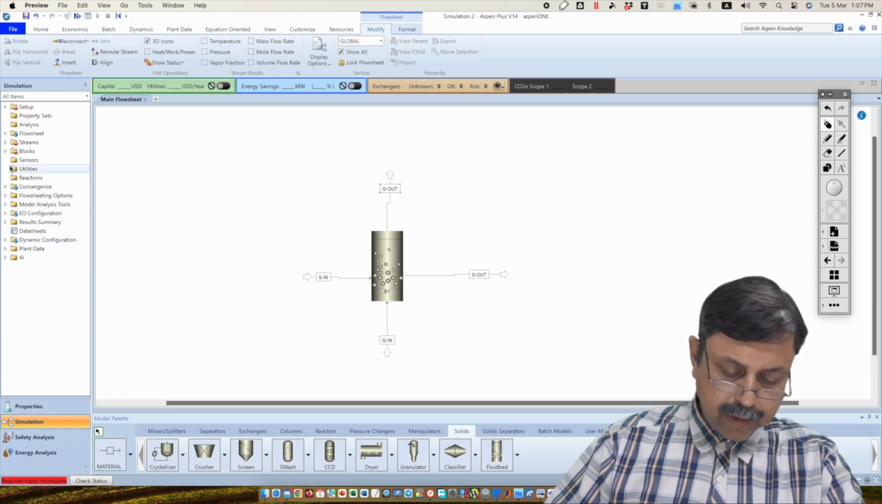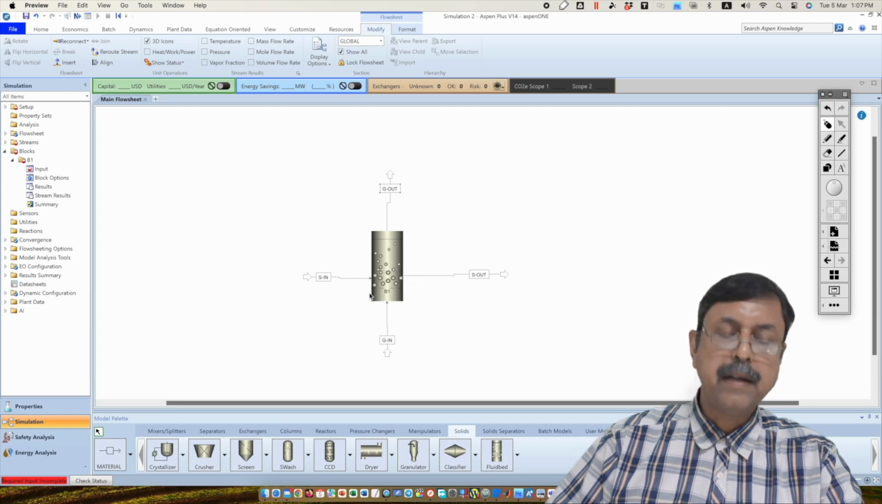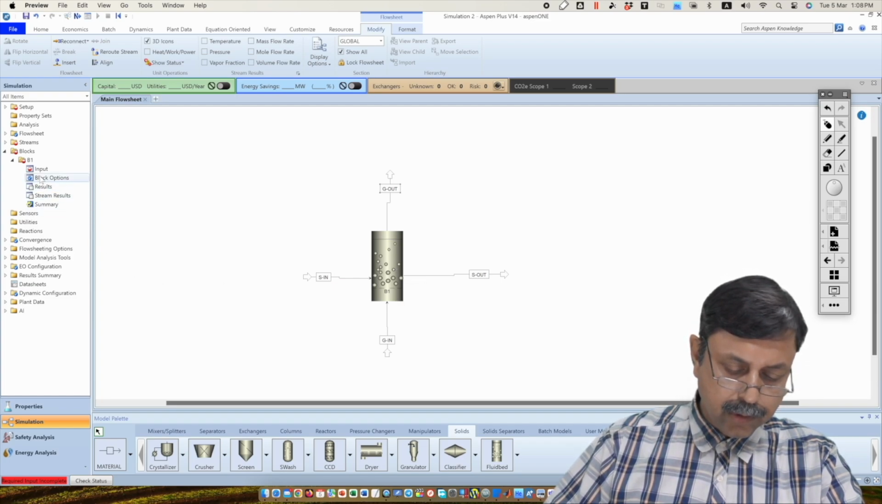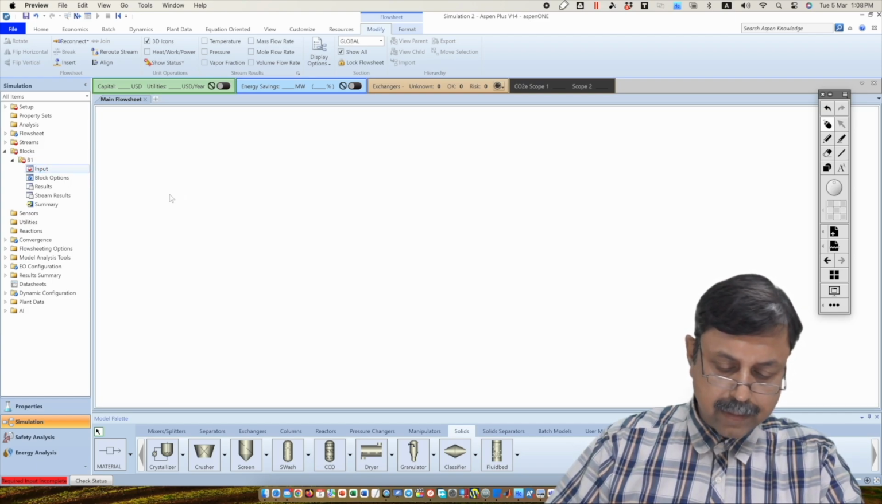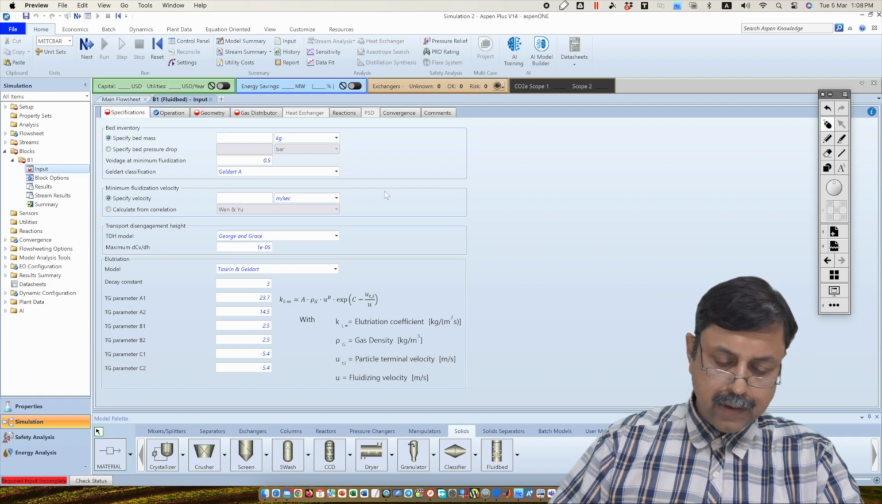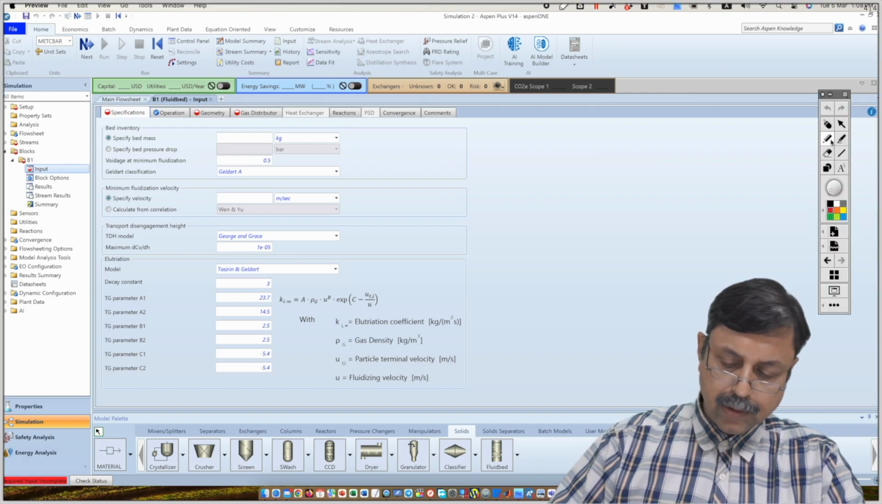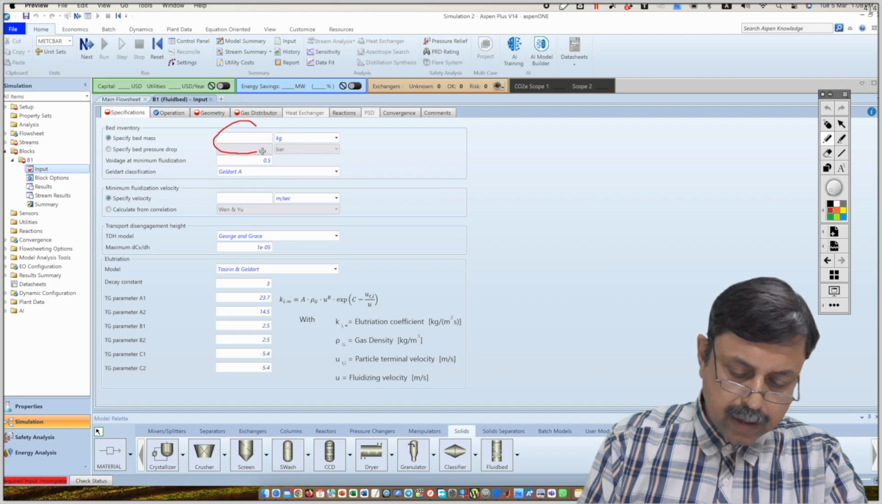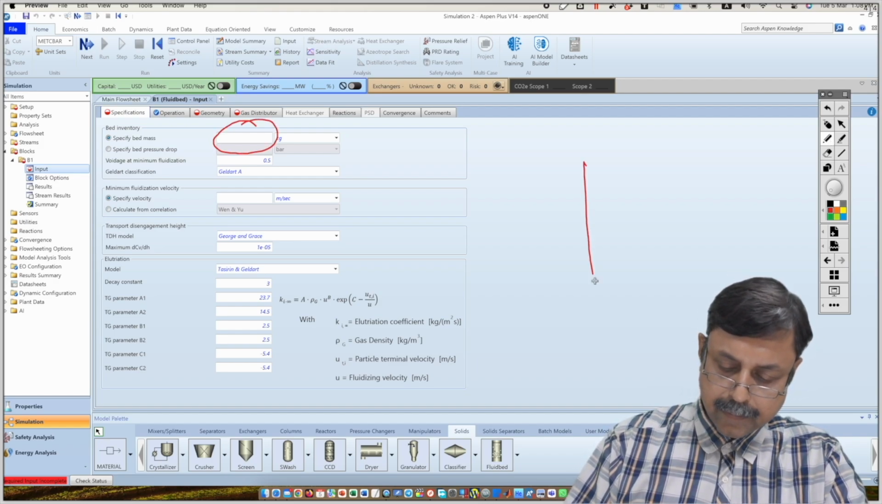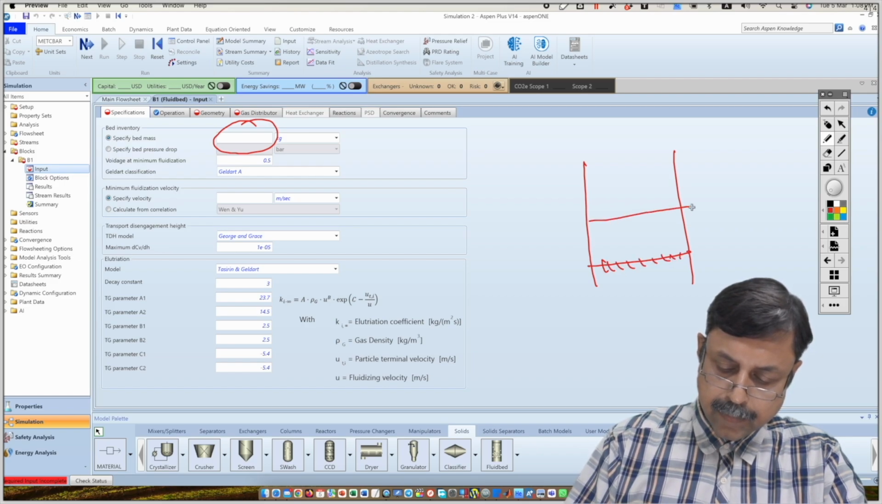Now let us see the blocks. B1. This is block B1, our fluidized bed. So you go to the input and see what are the inputs required for fluidized bed. Specification. First you have to specify the bed mass. So what is the amount of bed mass? That is, if this is perforated plate and this is the bed mass.